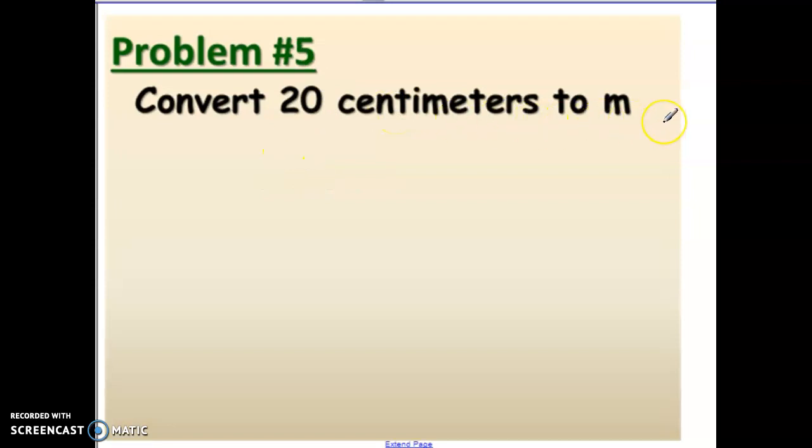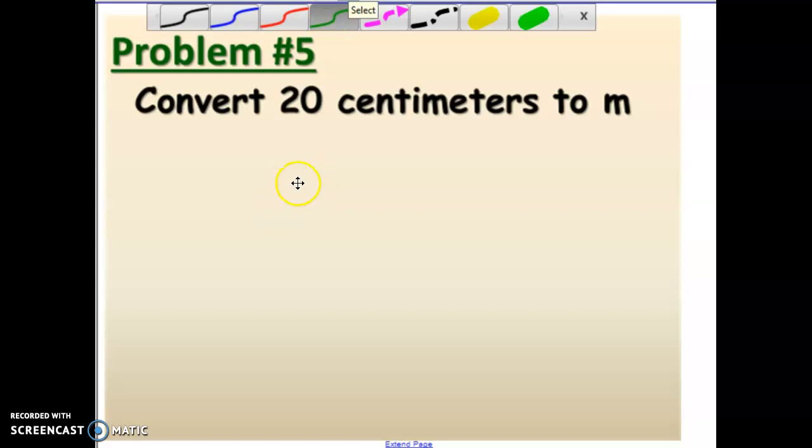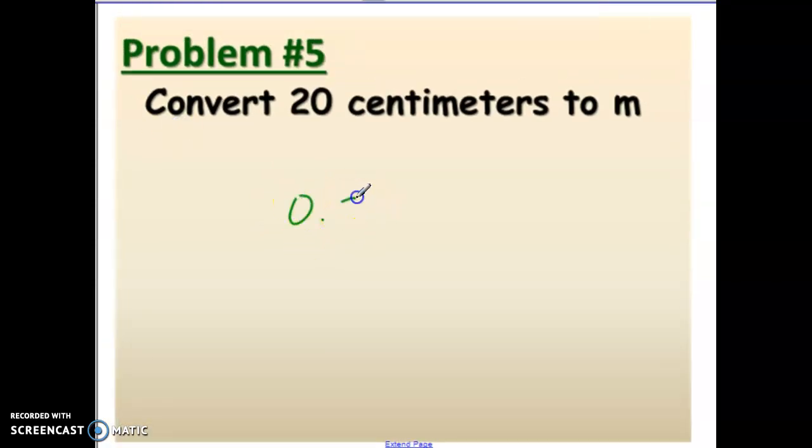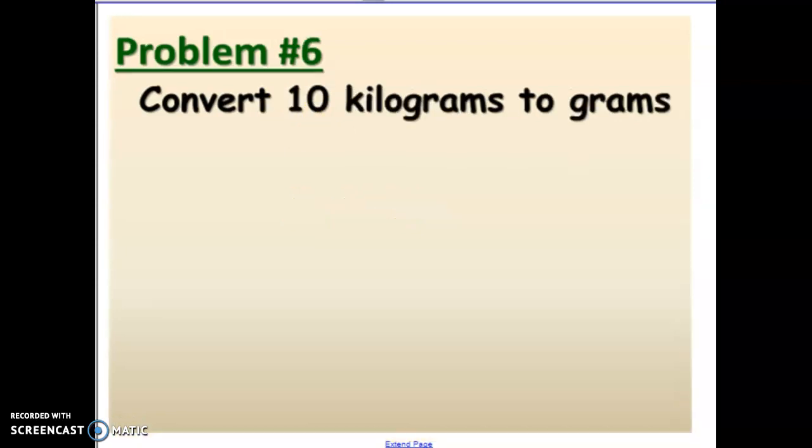20 centimeters to meters. Please give this a try. Pause the video. Here you should get 0.20 meters. In this case, you have to move the decimal point to the left 2 times, from centimeters to meters. 10 kilograms to grams.